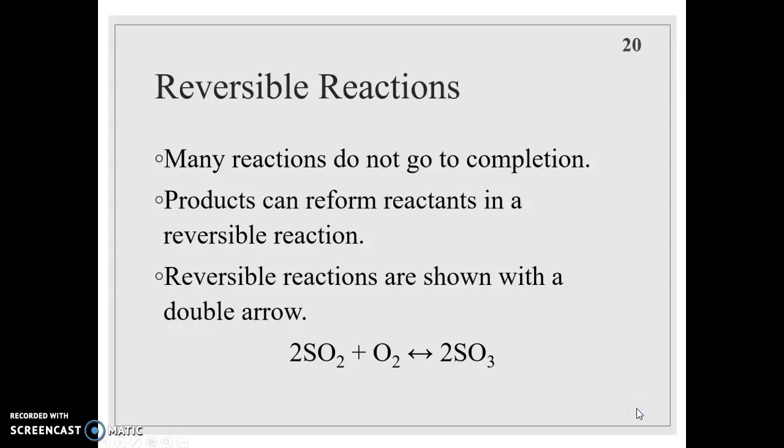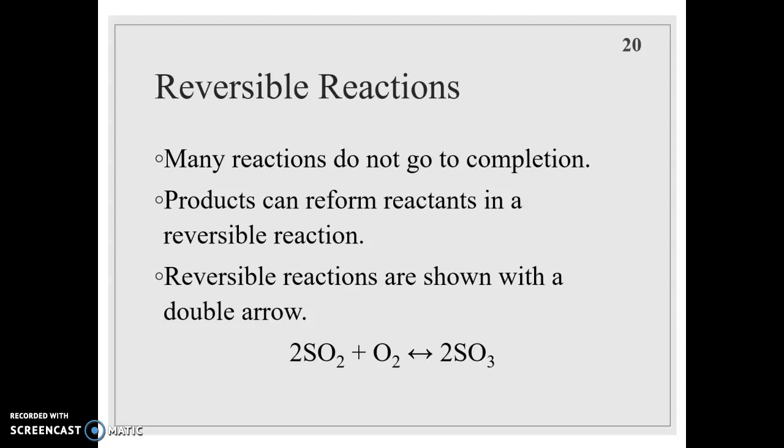Alright, so before we can deal with equilibrium, we're going to talk about what reversible reactions are. It may or may not surprise you, but a lot of reactions don't go to completion. What we mean is that if you take the reactants and put them together, they don't react entirely. In other words, the reactants don't completely convert to products.